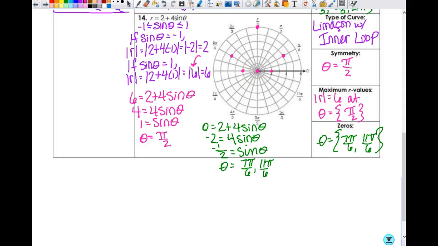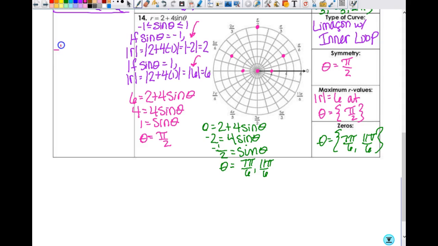I could try and use my 7 pi 6 like I did on the other one, but guess what? 7 pi 6 is a 0. So what I know is that it drops down, but it can't go any farther than that. It's got to have a smaller one and come in there and hit it there. And it has an inner loop. Guess what? This right here gives you your inner loop.